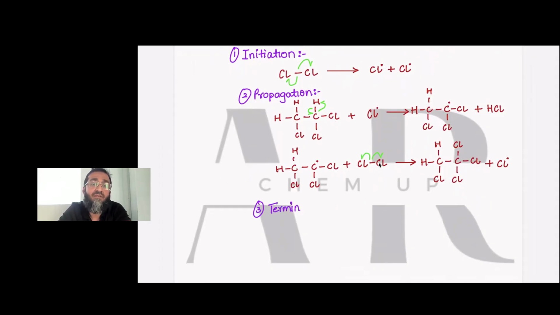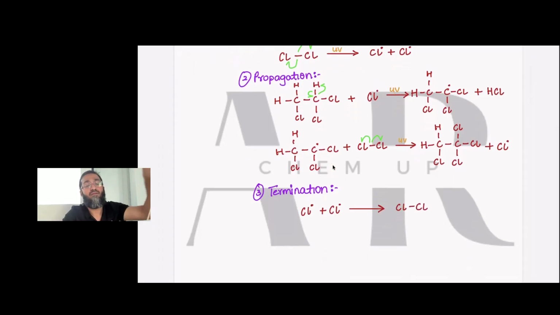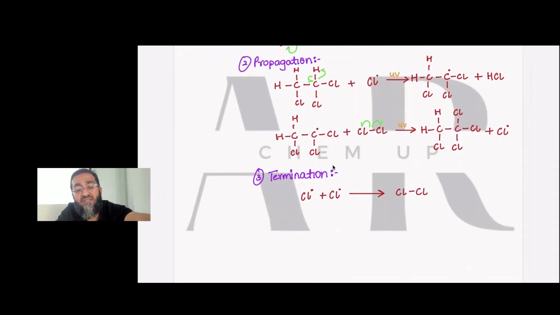Then we have a termination. In termination, both the radicals join with each other. So one way is that both chlorine radicals join with each other, forming the chlorine molecule back.